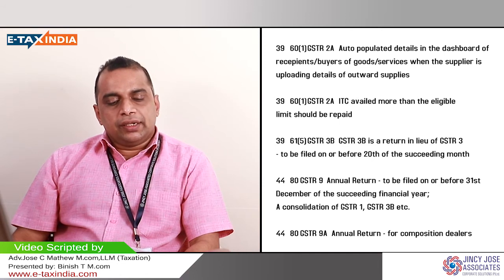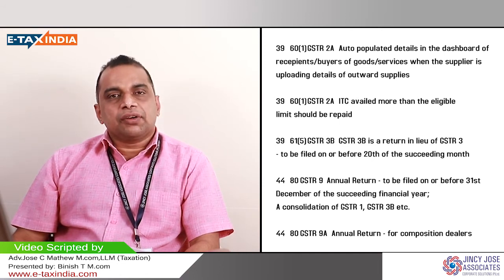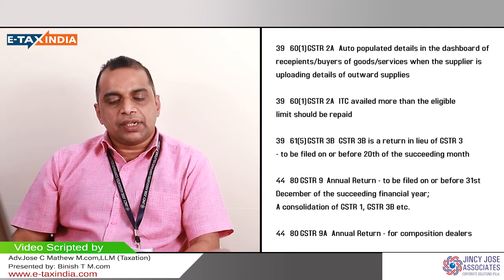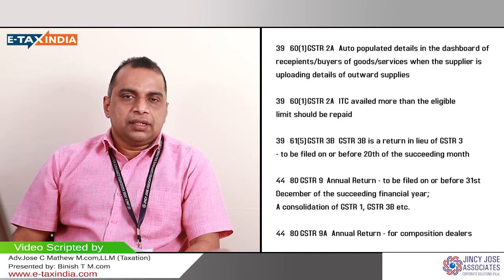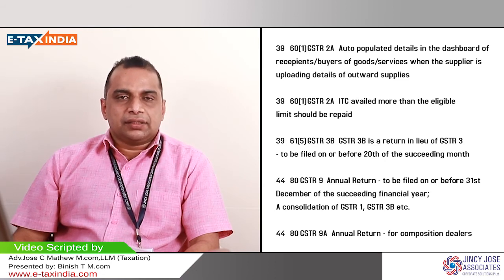Next one is GSTR 2A. Details of auto drafted supplies from GSTR 1, GSTR 5, GSTR 6, GSTR 7 and GSTR 8. These are the auto drafted supplies where the details are populated automatically, the details of the supplies uploaded by various parties. Then GSTR 3, the monthly return. GSTR 3 has been postponed, and now GSTR 3B is being used to file the returns. GSTR 3 has been indefinitely postponed since 2017.